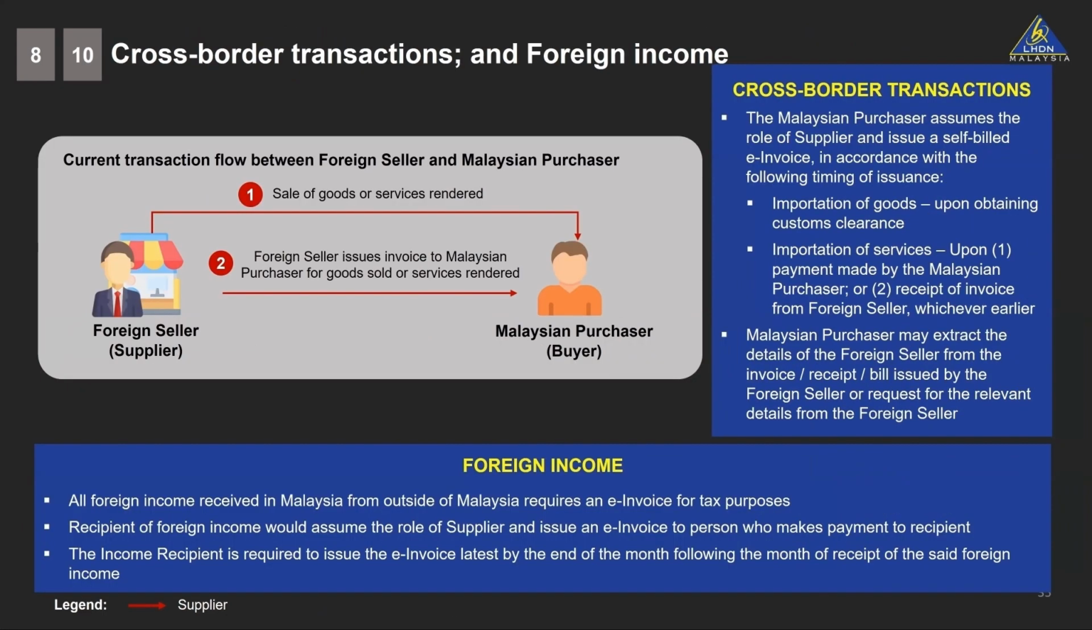Okay. Next slide is transaksi berkaitan cross-border and foreign income. So this transaction can be categorized into two types. First is import transaction. In the case of good or service sold by overseas seller to Malaysian buyer, that's mean import transaction, the overseas seller will issue an invoice, bill, receipt to the Malaysian buyer to document the transaction.